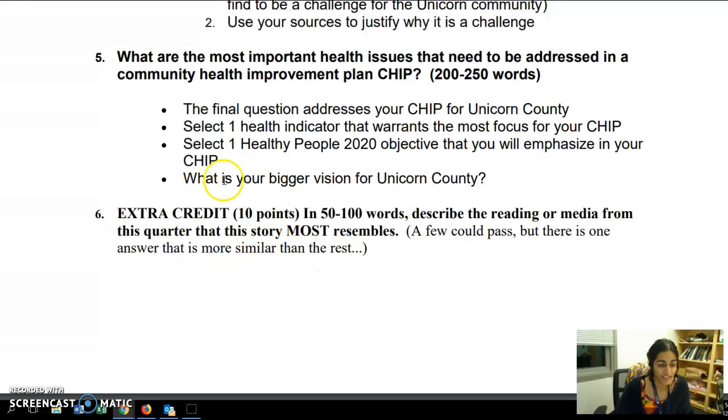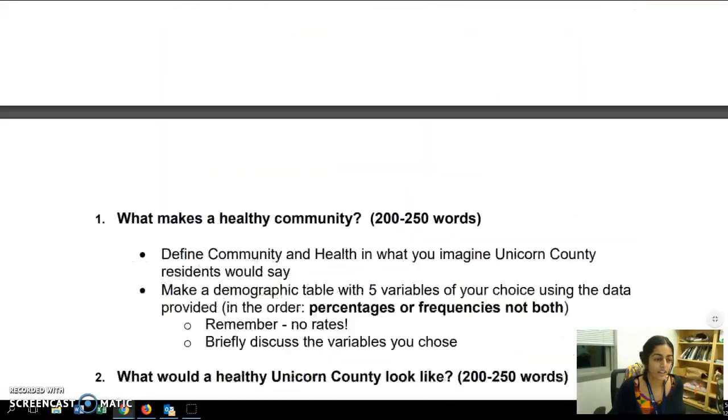Your extra credit, I'll leave that to you. You can get partial points for it if you guess something other than what I was thinking, but it still kind of fits. But I'm really thinking of one reading or media that this story is based off. So I'll leave it there.